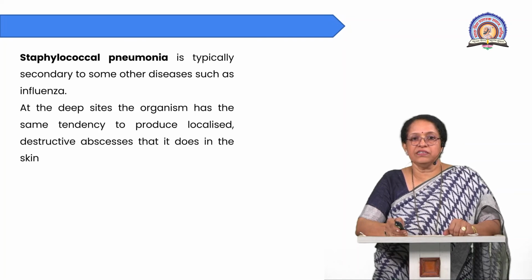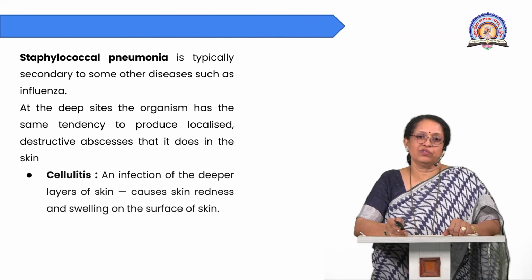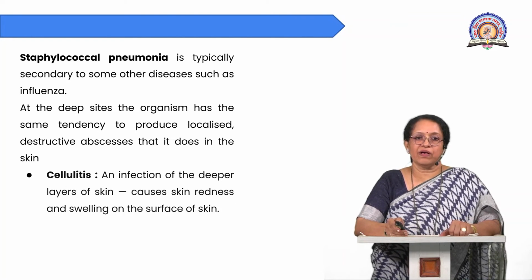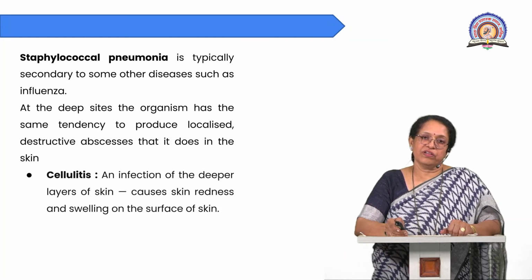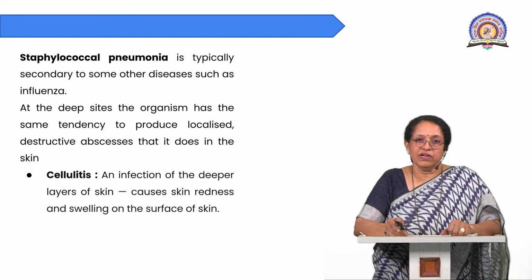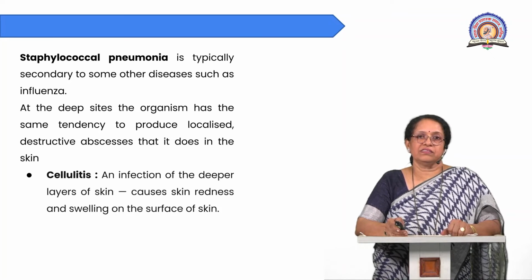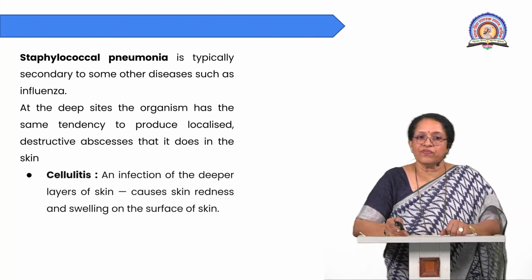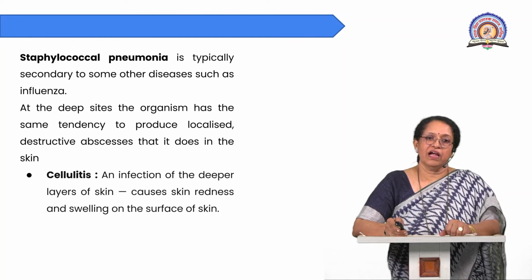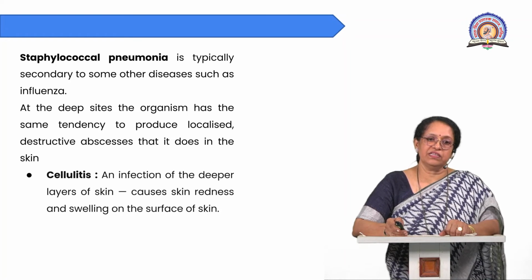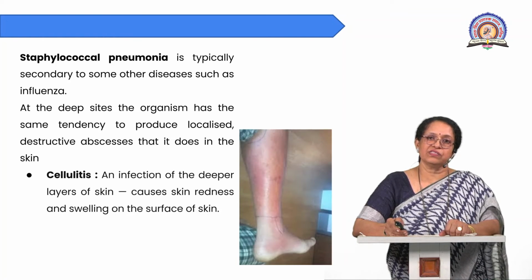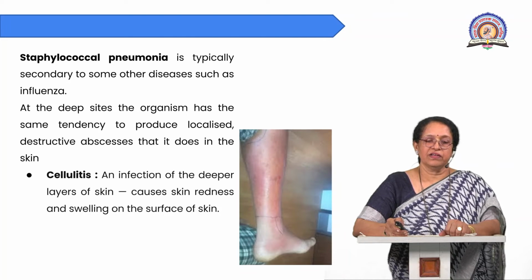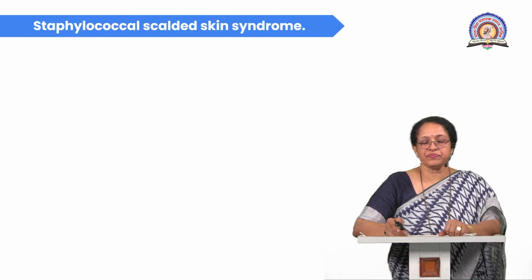At the deep sites, the organism has some tendency to localize destructive abscesses, which occur particularly in the deeper tissue. Cellulitis is an infection of the deeper layers of the skin, and this causes a dark reddening, erythema of the skin, redness, as well as a swelling of the surface. One is the picture showing a cellulitis patient.